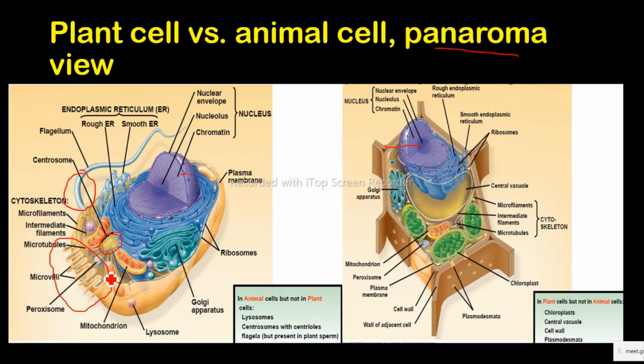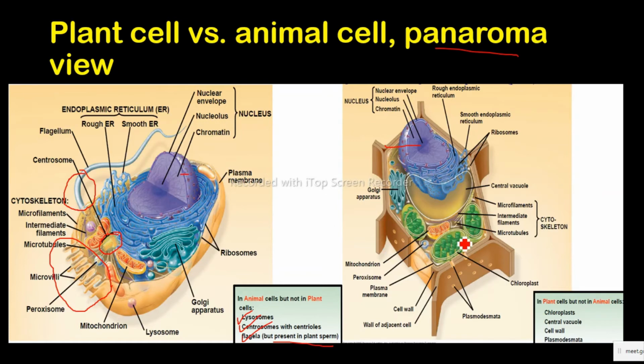You cannot expect to find lysosomes, in other words, in plant cells. Animal cells have lysosomes, but plant cells do not. No centrosomes, these centrioles, and no flagellum. But they are present in some animal cells, such as sperm cells. Here they are saying that they are present in some plant sperms. Which plants? The mosses. But other higher plants don't have them.